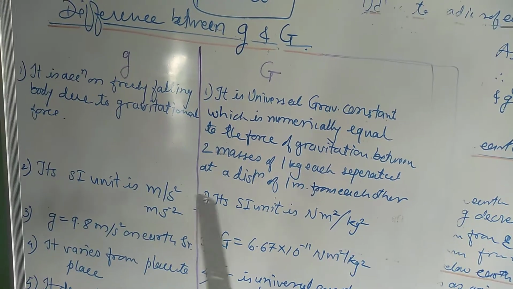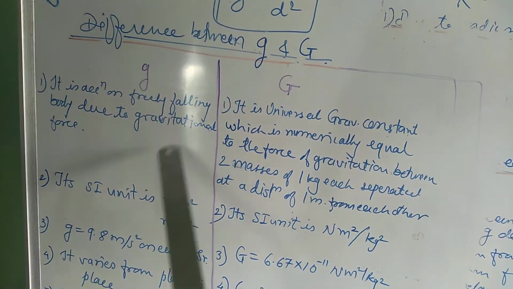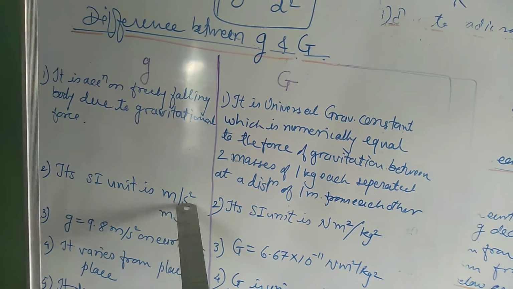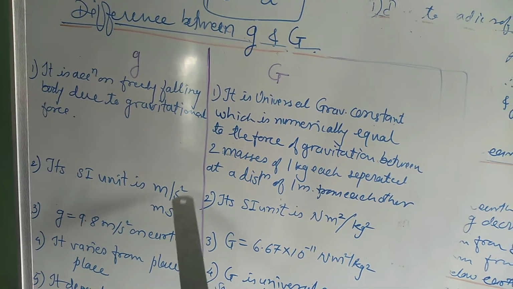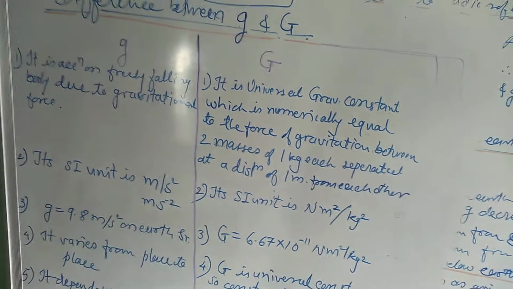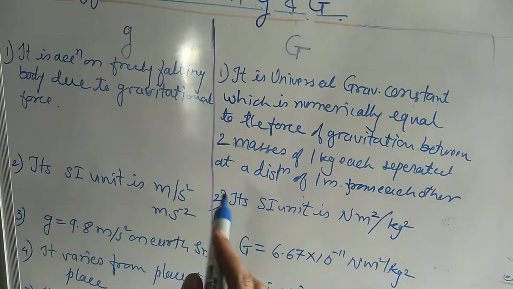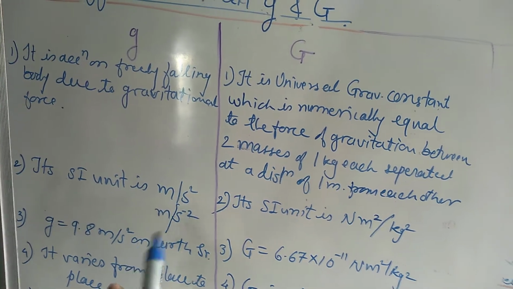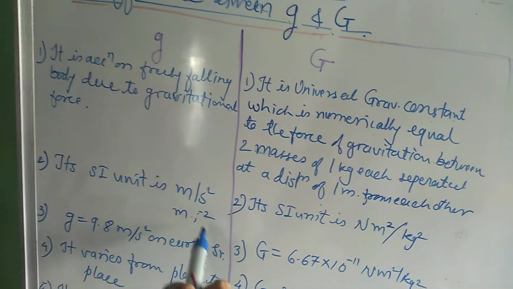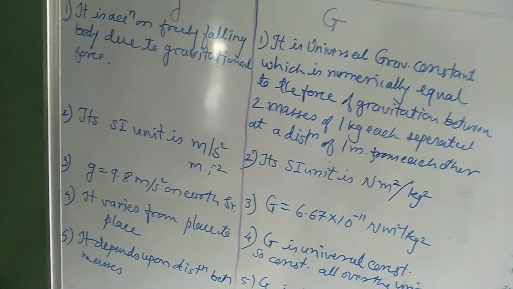Now, the second point we can write down: as g is the acceleration, its SI unit is meter per second square. You can write meter per second square like this or like this. Don't put a slash in between, that will be wrong. So you can write it like this or this way.